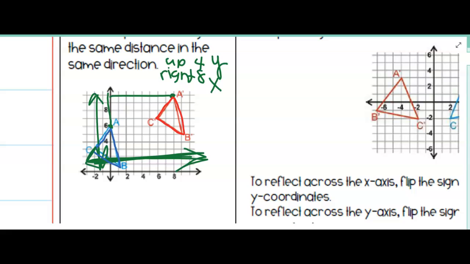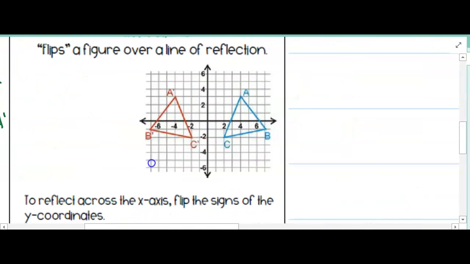So we won't do it for all of the points, but just for example here, if you were to look at point A is at 0, 6. And notice if I add 8 to my x and add 4 to my y, we would get 8, 10. And if you notice, that's exactly where A prime is. So translations are pretty simple.